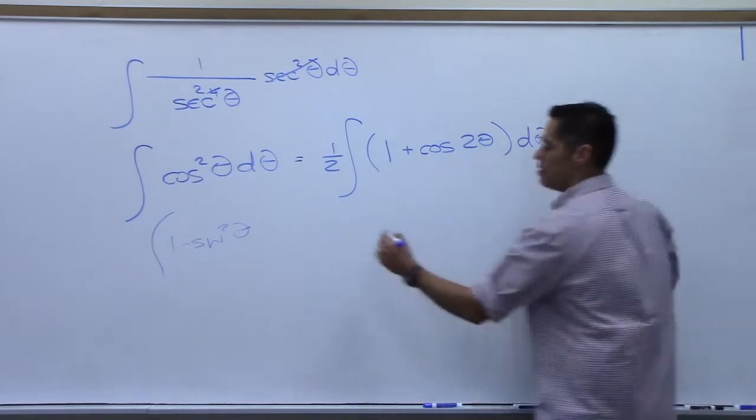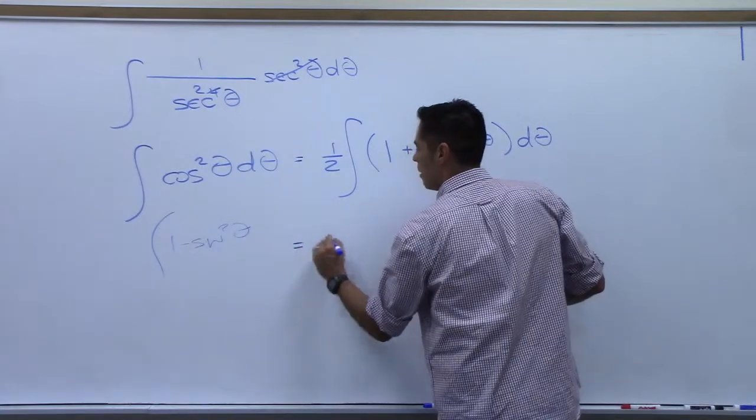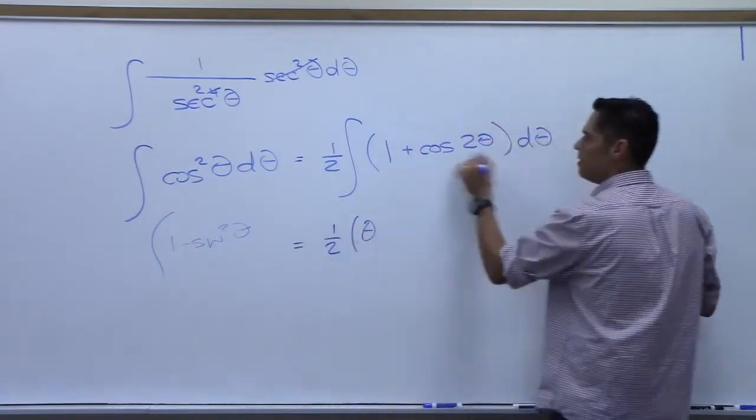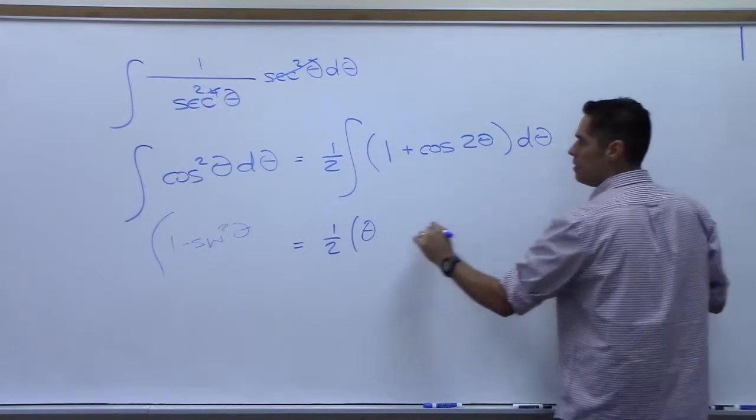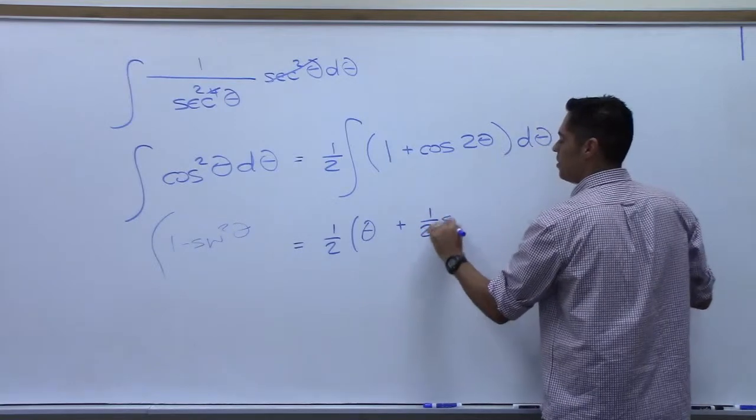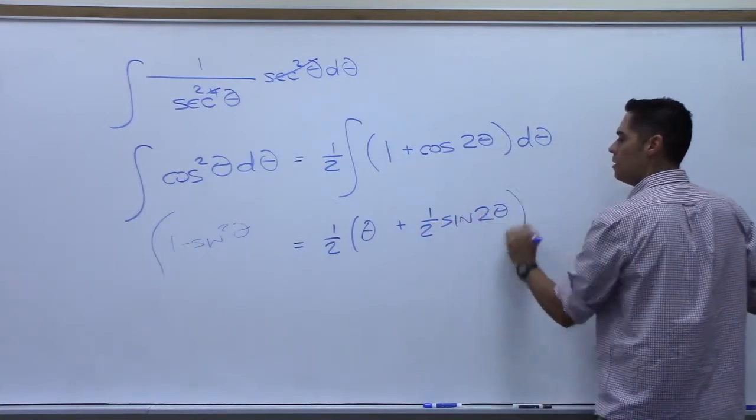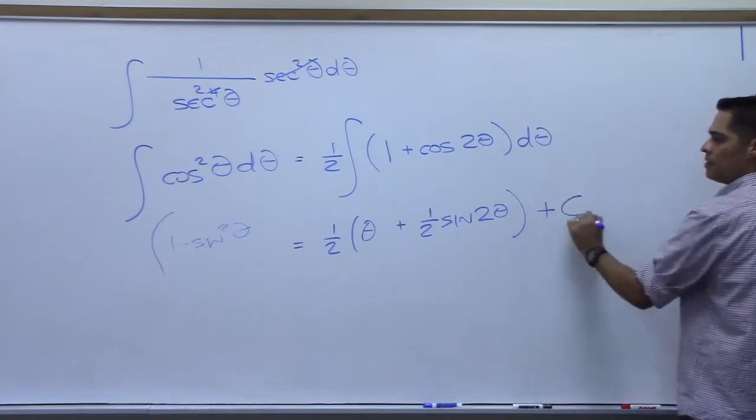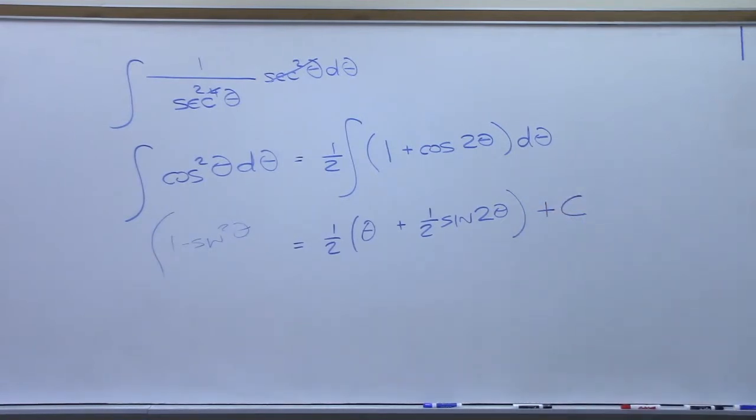So what's the antiderivative of 1? Theta, right? Antiderivative of cosine 2 theta is one half sine 2 theta. And I had a half out there, didn't I? Let's see. Yeah. The first. Okay. We good?